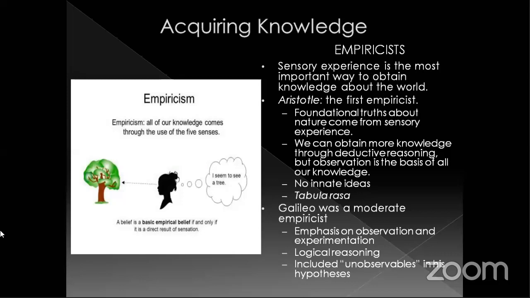So here you are, empiricism. All our knowledge comes through the use of the five senses. A belief is a basic empirical belief if and only if it is a direct result of sensation. I seem to see a tree. So that's a direct result of sensation.